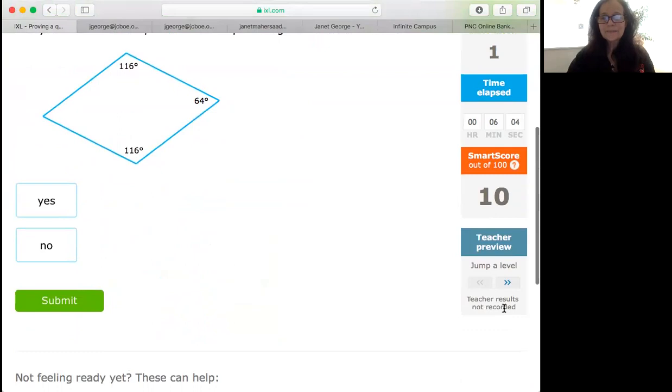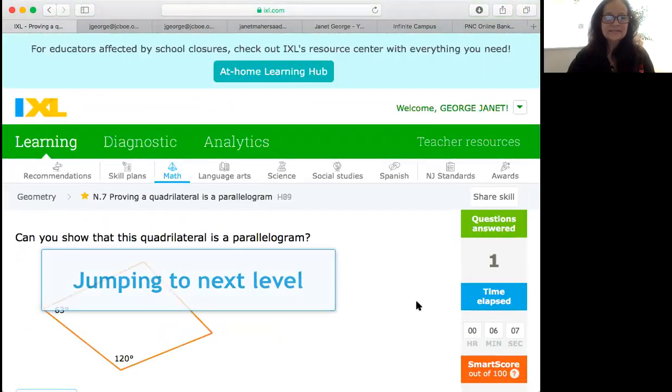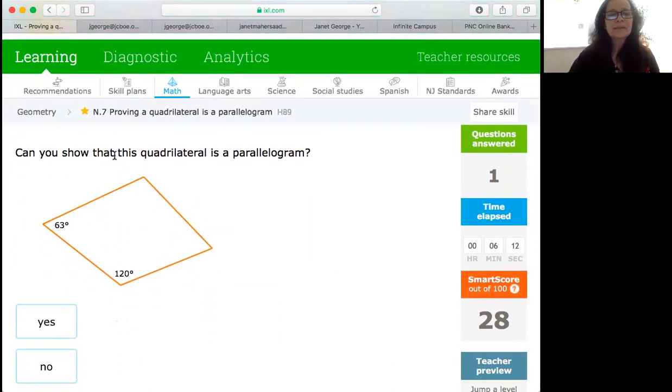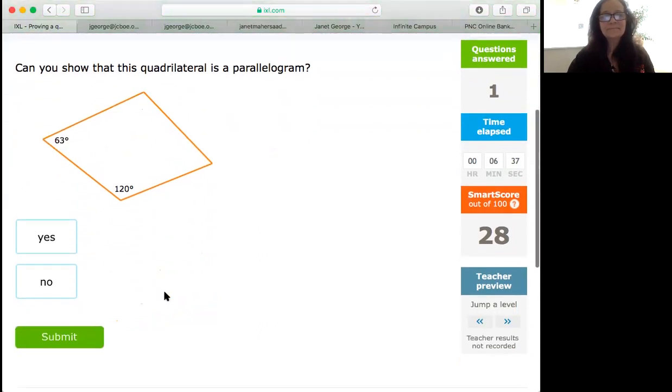So let's jump a level and see how we do this. Okay, can you show that this quadrilateral is a parallelogram? How do you find out? Remember, if it is, that means these are parallel and this is a transversal. That means these two angles are supposed to be supplementary, add up to be 180. So when you add these, do they add up to be 180? That means the answer has to be yes, okay, good job.